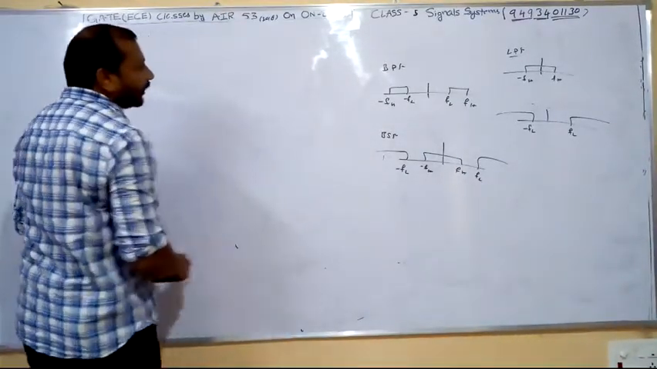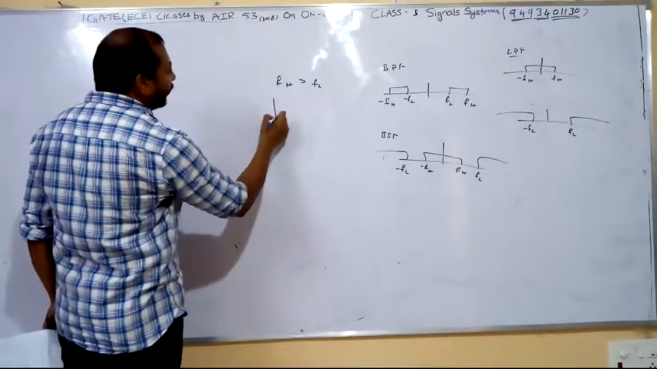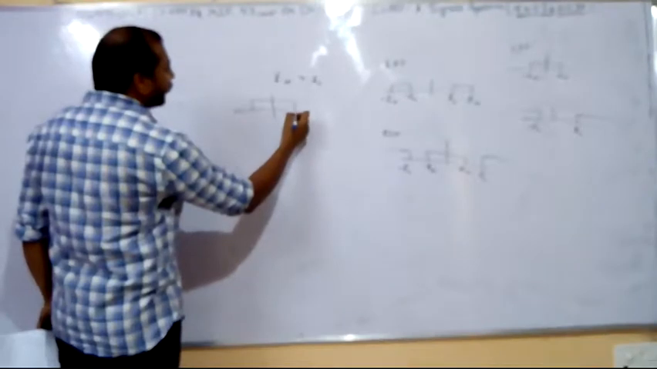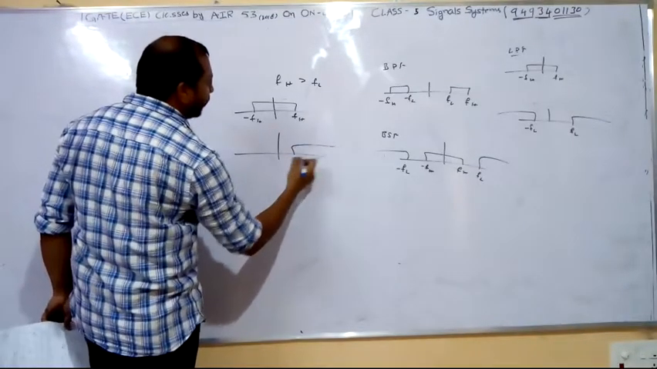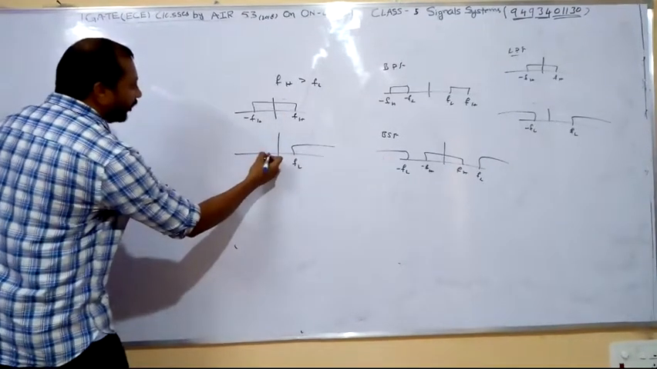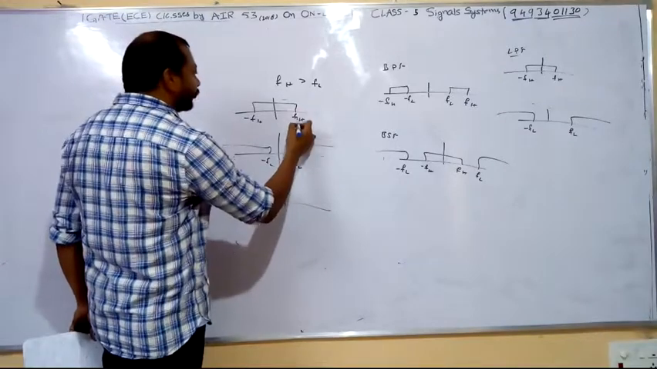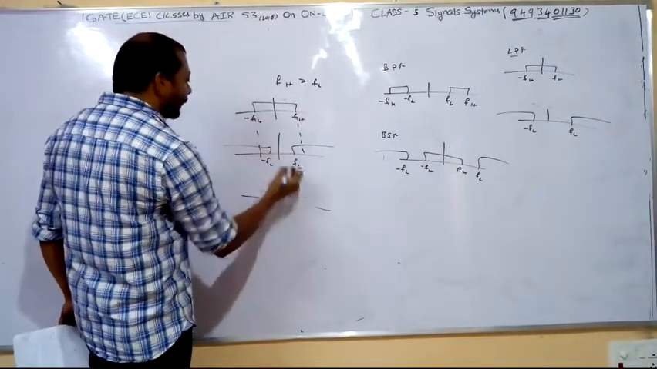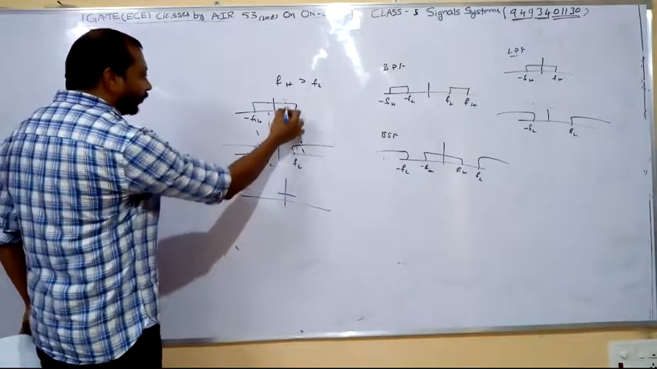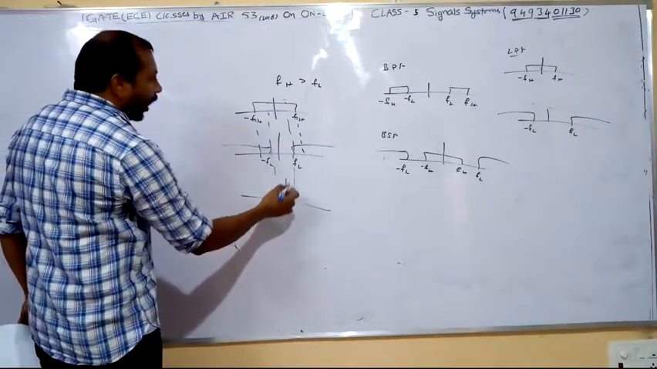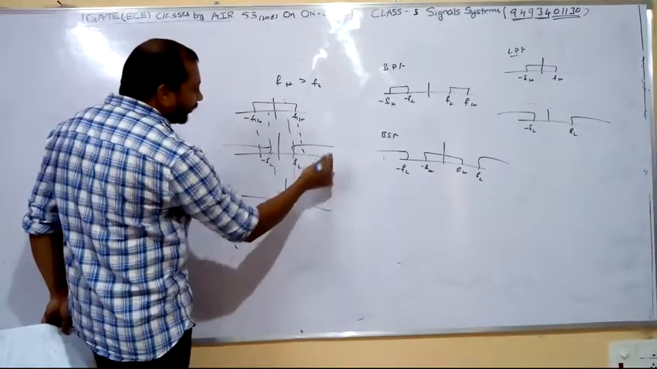The condition is that FH is greater than FL. This is your FH, low pass filter, and the corresponding FL should be like this, since FL is less than FH. This is your minus FL. Upon adding these two, up to FL the magnitude is equal to 1. After that, for this part, 1 plus 1 will become 2, and after that, again it reduces to 0.